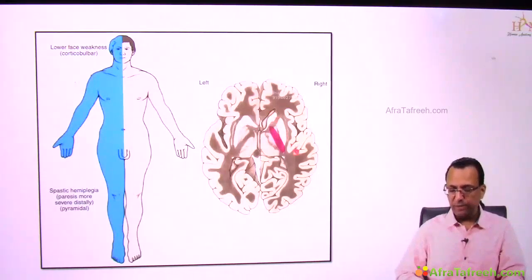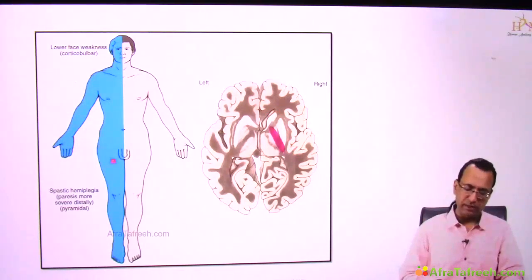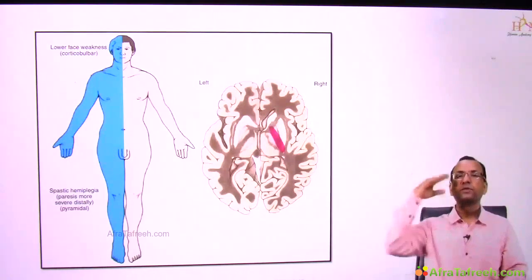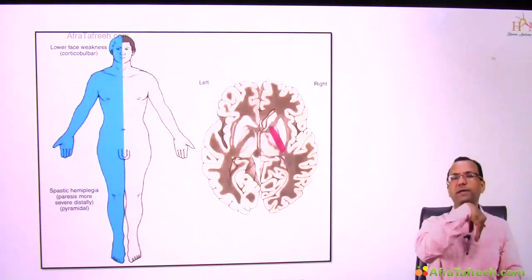An internal capsule is upper motor neuron fiber, so there will be spastic paralysis, especially in the upper limb and lower limb. So injury of the internal capsule on the left side, there will be contralateral spastic paralysis in the body. On the right side, there will be flexion of the upper limb and extension of the lower limb.